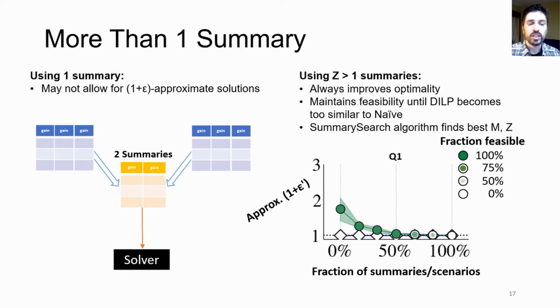But here we show that increasing the number of summaries, shown on the x-axis as the percentage of the number of scenarios, allows summary search to improve the optimality of our solutions while maintaining their feasibility. On the y-axis, 1 indicates the best solution. When we use too many summaries, each based on a small number of scenarios, the summaries become too similar to the actual scenarios and summary search starts behaving like naive, producing infeasible solutions, shown by markers without colors.